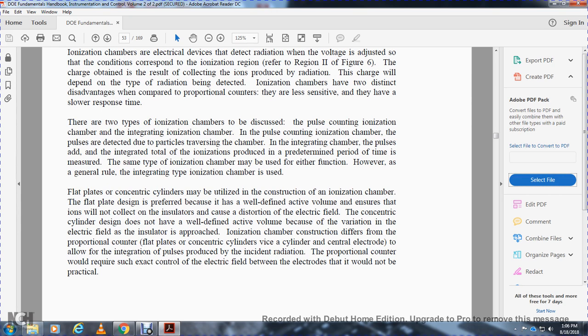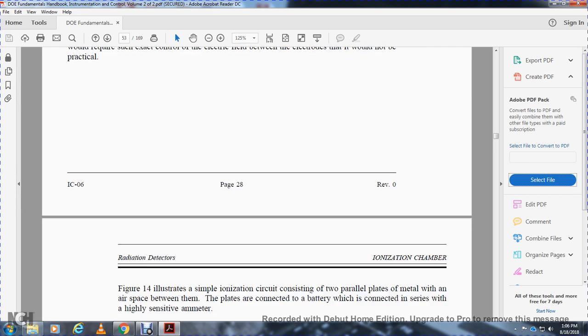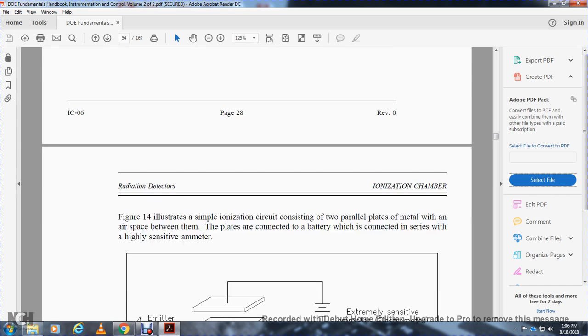The flat plate or concentric cylinder with a central electrode allows integration of the pulses produced by the incident radiation. Proportional counters would require such exact control of the electrical field between the electrodes that it would not be practical. Figure 14 illustrates a simple ionization chamber consisting of two parallel metal plates with an airspace between them. The plates are connected to a battery, which is connected in series with a highly sensitive ammeter.